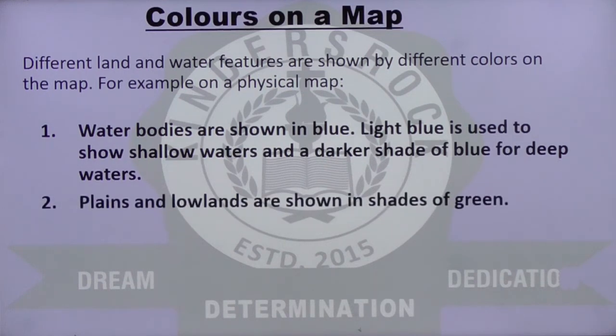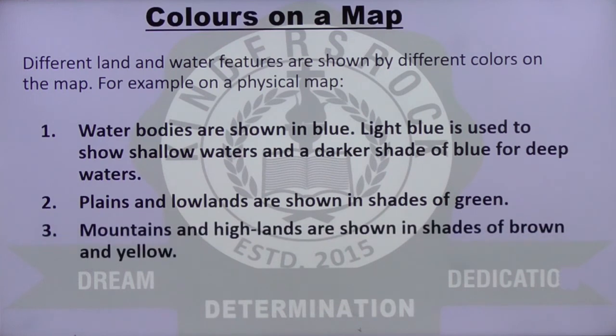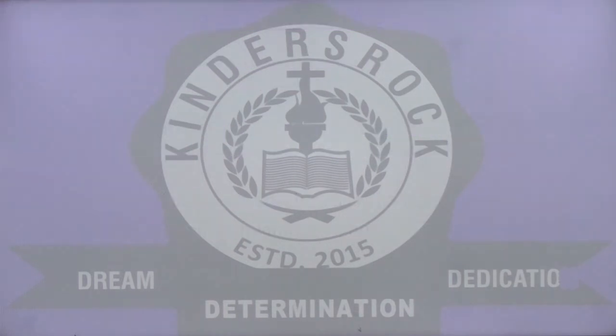Plains and lowlands are shown in shades of green. Mountains and highlands are shown in shades of brown and yellow. Remember that.